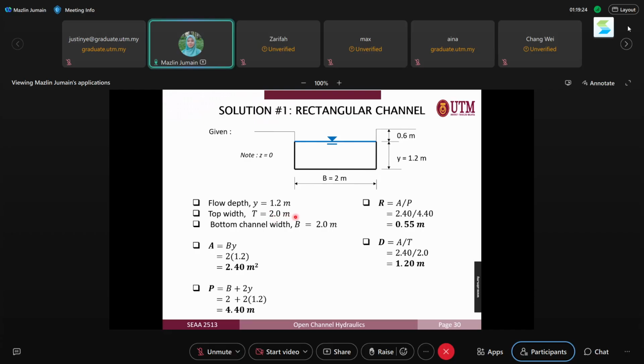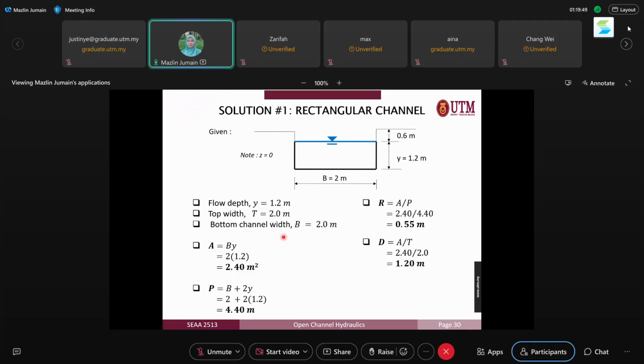And then next, you need to find A, the flow area. The equation to calculate the flow area is equal to By. So you just replace the values here. B is 2, and Y, the flow depth, is 1.2. Then you will get A equal to 2.40 meters square.